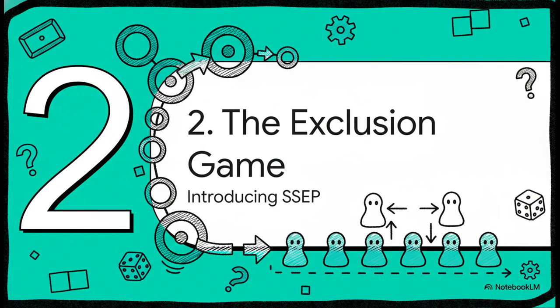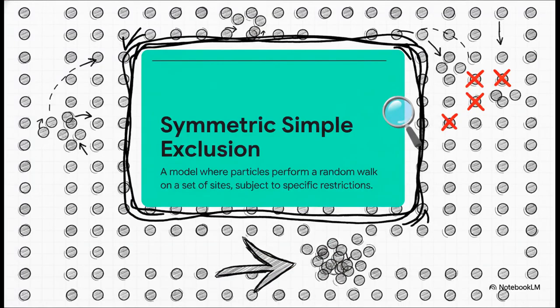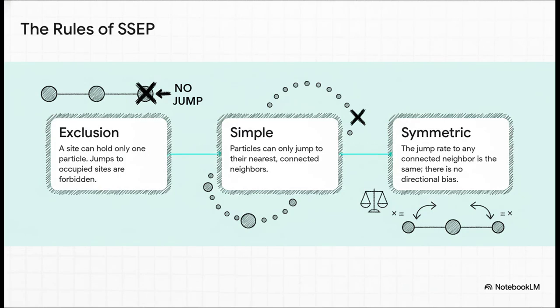Well, let's bring in the star of today's explainer, the symmetric simple exclusion process. You can just call it SSEP. The best way to think about it is like a game with a very, very specific rulebook. At its core, the SSEP is a model for particles doing a random walk. They're basically just hopping around a bunch of different spots. But, and this is the most important part, their movement isn't a free-for-all. It's held back by some really specific restrictions. And the cool thing is, the name itself tells you all the rules of the game.